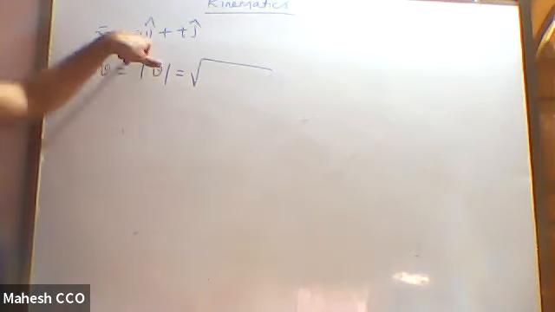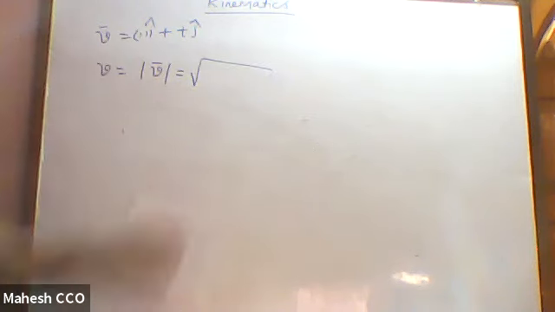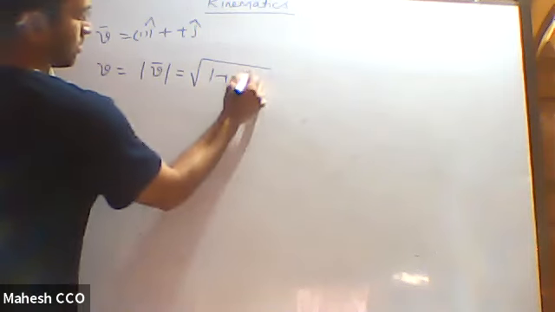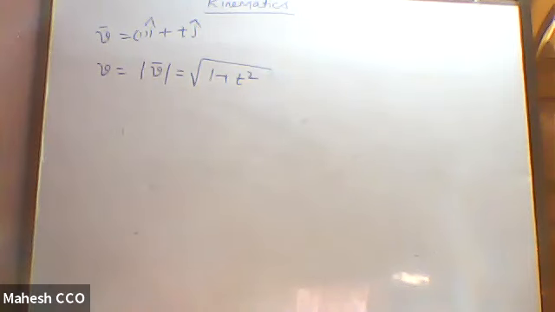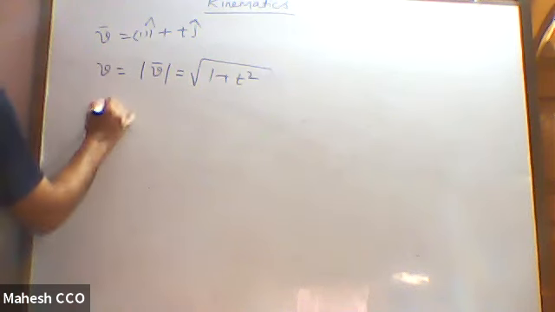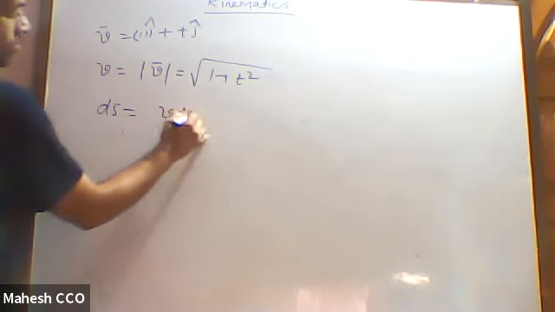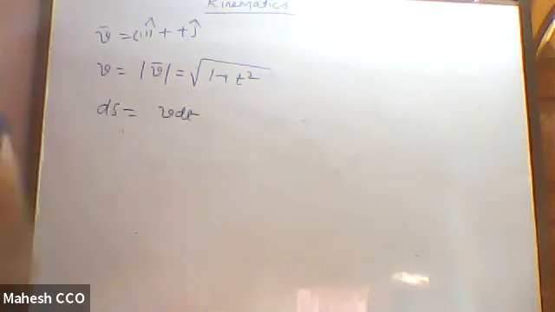The x component of velocity is 1, y component is t. So the speed is given by root of 1 plus t square. Now, if speed is known as a function of time, distance is nothing but integral of v dt, because speed is ds by dt. ds, the small distance traveled in a small time dt, is v dt. If you want the total distance covered, then you have to do integral v dt.